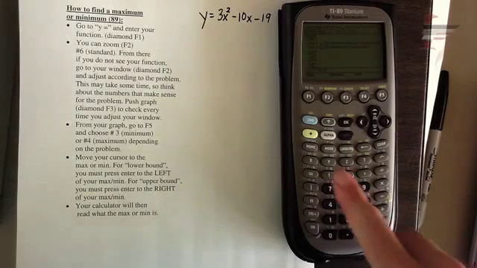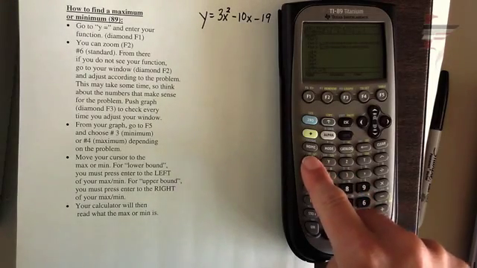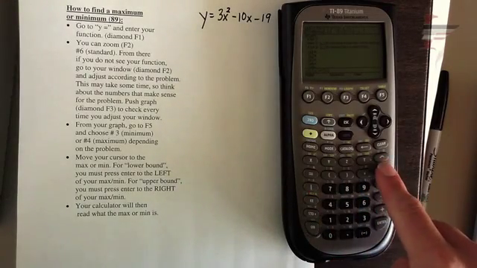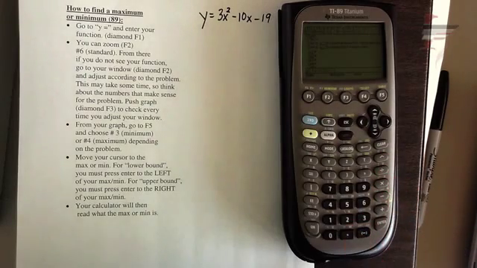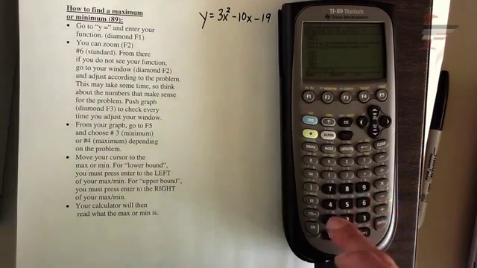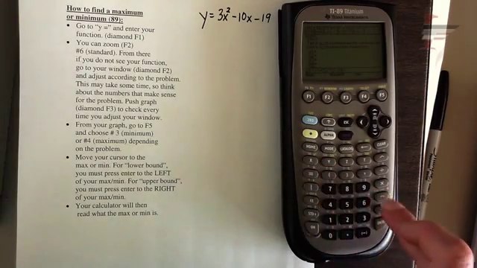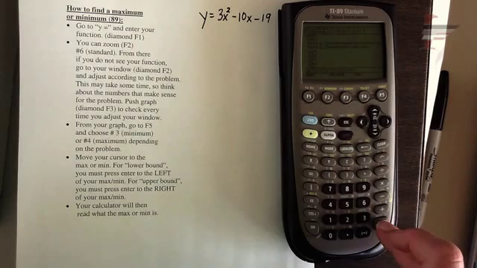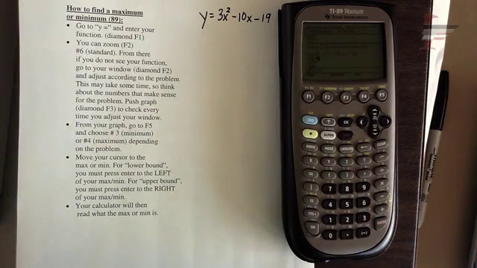So 3, your x key is right here. Then to square something, remember you use your caret, so I'm going to do raised to the second power. Then minus, don't use your negative, so minus 10x and minus 19, and press enter, and it'll save that equation into your y equals for you.